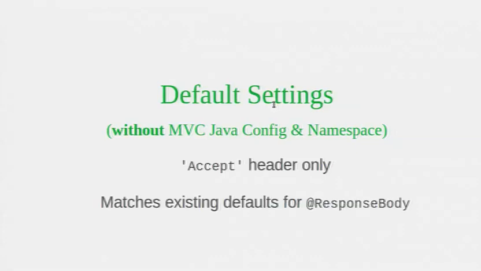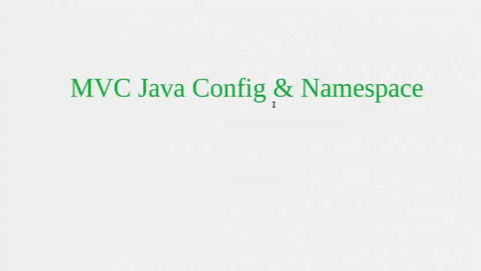So what are the defaults there? If you're not using the Java config or the XML namespace, then we very conservatively preserve backwards compatibility. So we start with the accept header, and that's the only option, really. So if you're not using the Java config or the MVC namespace, you'll have to configure it and make sure that it's to your liking, and that it matches the existing defaults, essentially.